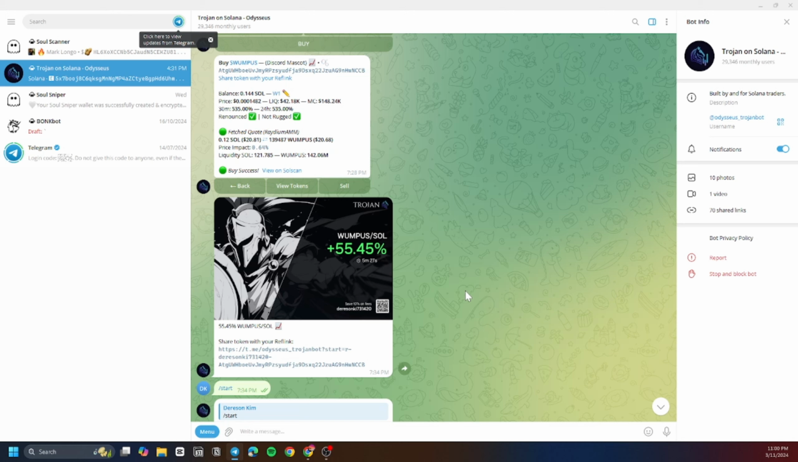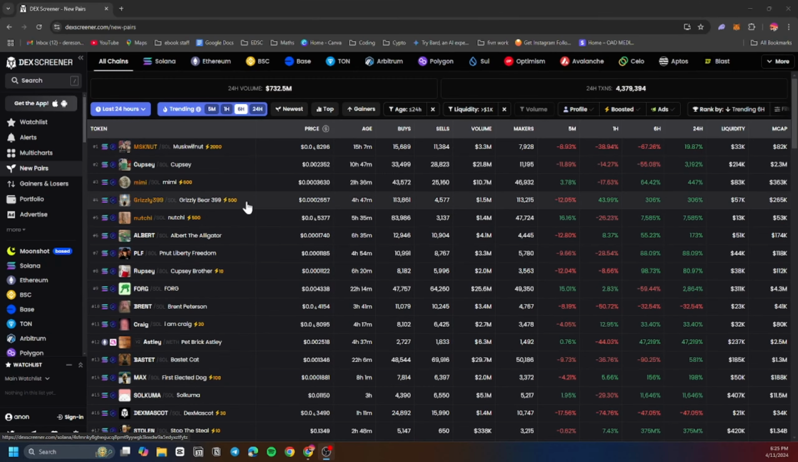Now that can be a frustrating situation, but I have figured out a strategy that can avoid that, so that every time you trade, you have confidence to find the next 1000x meme coin. The strategy is very simple but very efficient, so I'll get straight into it without boring you. Alright, so you want to head over to Dex Screener and go to New Pairs.